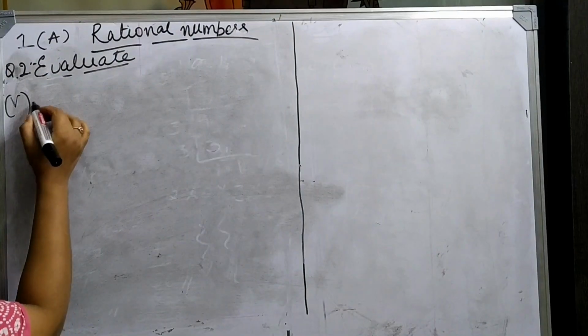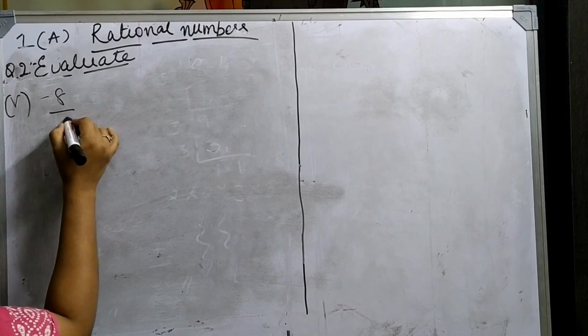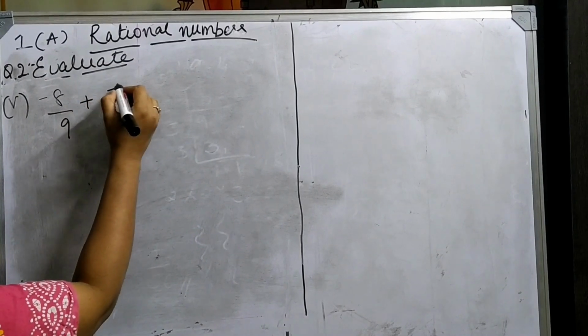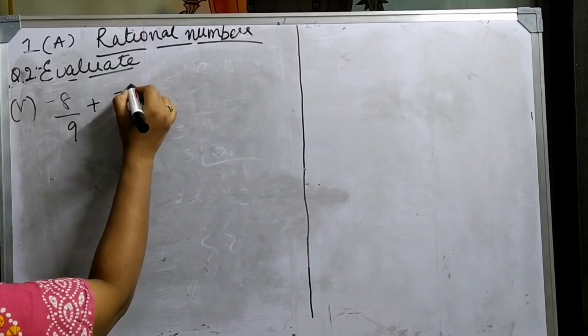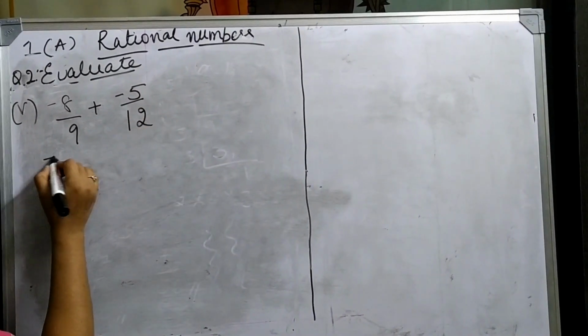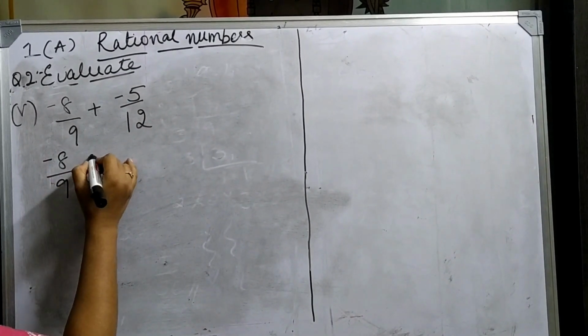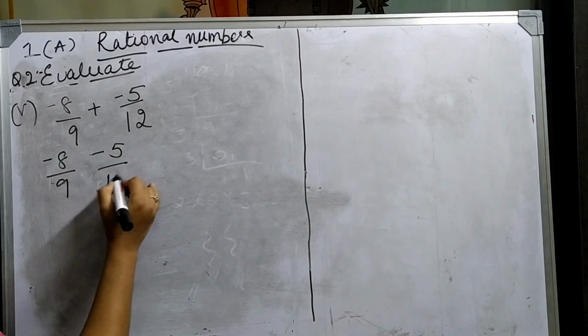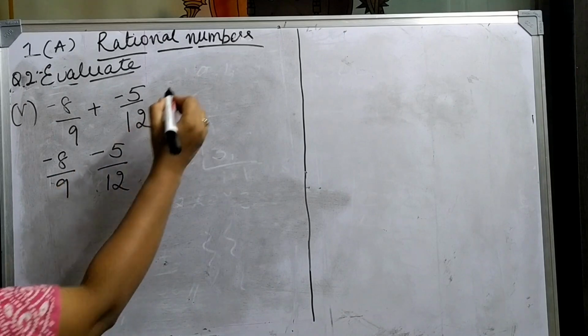Let us move on to the next question, which is minus 8 by 9 plus minus 5 by 12. So it's minus 8 by 9 minus 5 by 12. We'll have to take the LCM of the denominators.